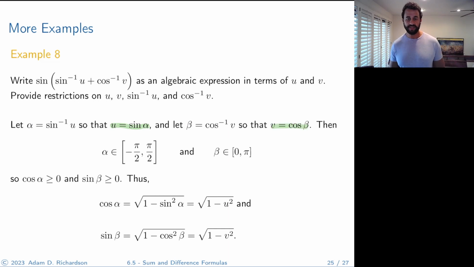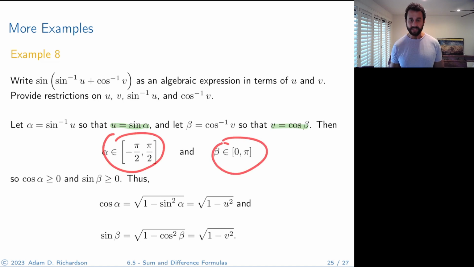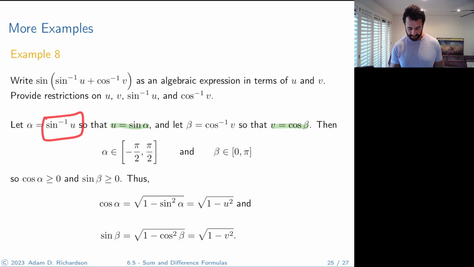So this tells us that alpha has to be between -pi/2 and pi/2, and beta has to be between 0 and pi. All right, this might be a little bit tricky, but remember, if you work with inverse trig functions, you have to carefully consider the domains. You have to be very careful with that, and remember that the domains have been restricted to even be able to talk about these things.